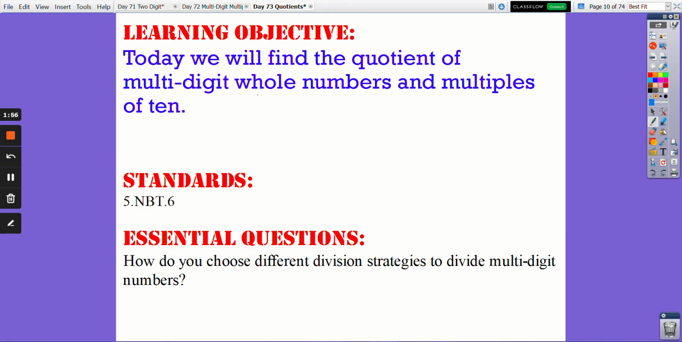All right, here we go. Today we're moving on to find the quotient. We've been doing a lot of products lately, which is multiplying, and now we are dividing with quotients. We're still using multi-digit whole numbers, but today we're going to start off with the multiples of 10.